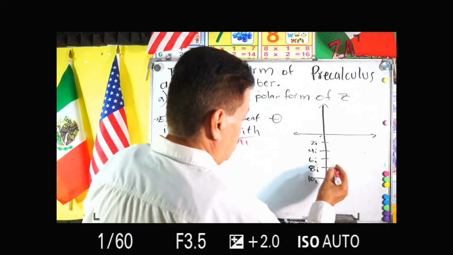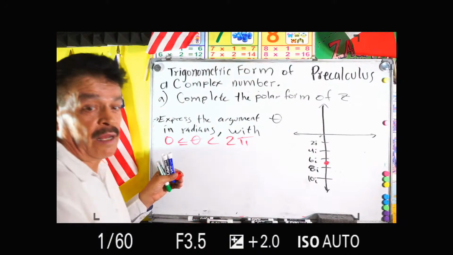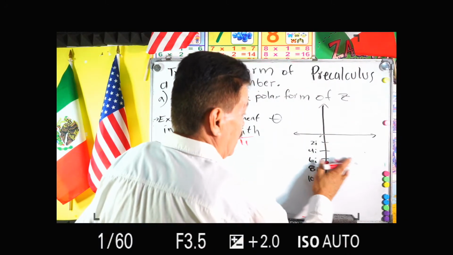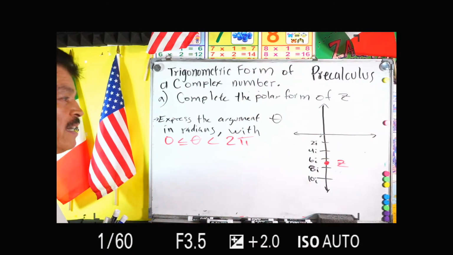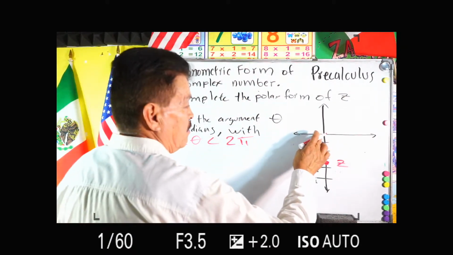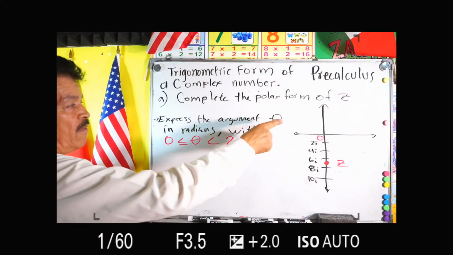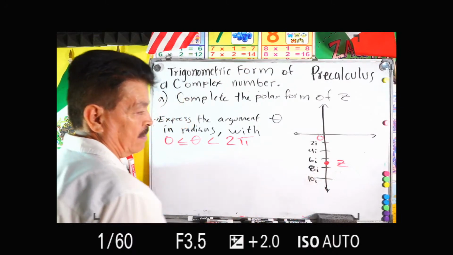Let's write down this point right here. Look at my point right there. It's Z right here. Our problem. Now it's right there, the point. Now it's there, the point. Here is 0. Don't lose it. That's my problem. Complete the polar form of Z right here.